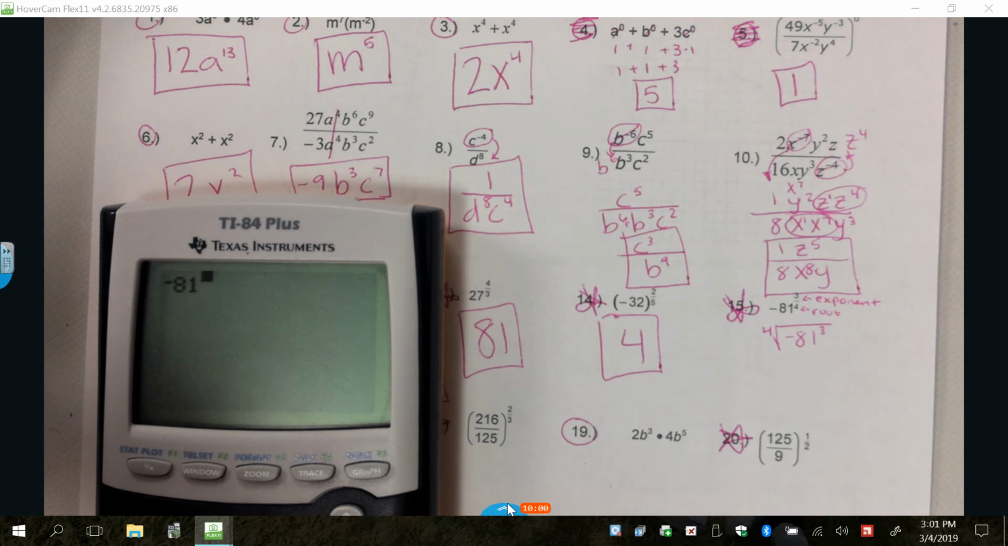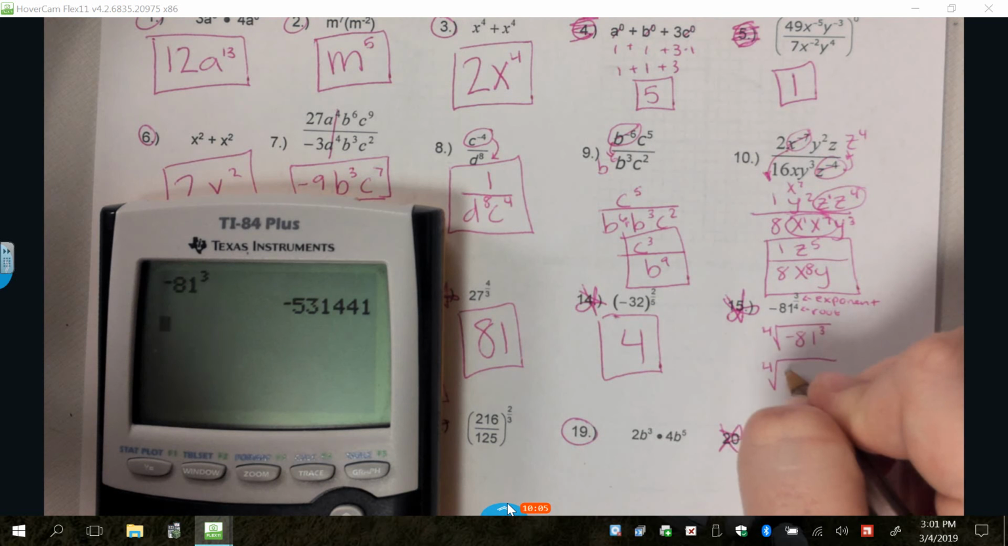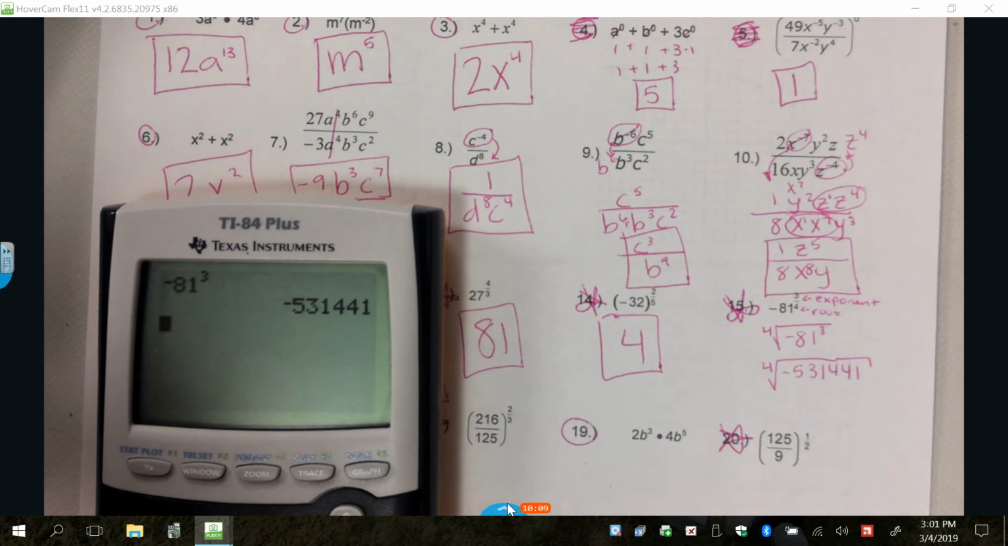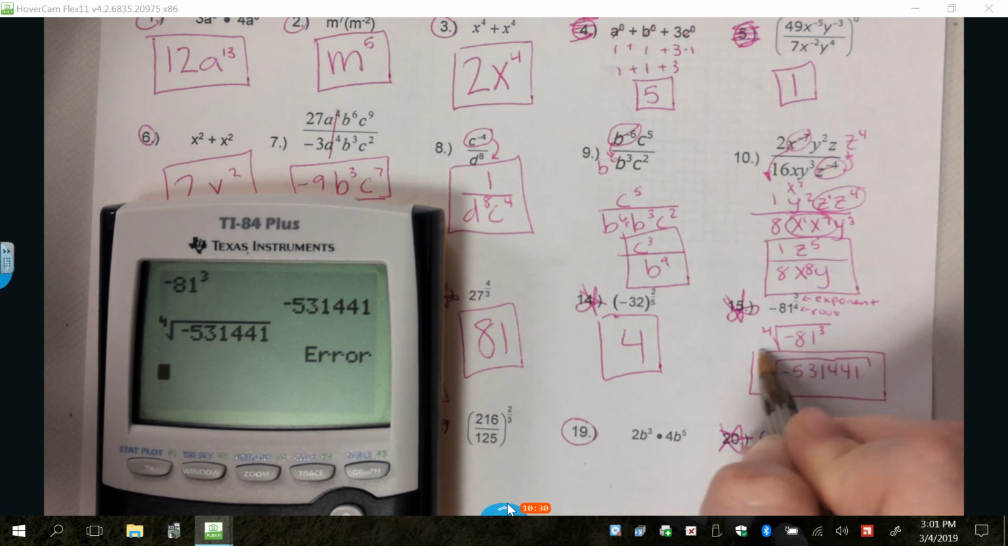So negative 81 to the third power. So we're doing a fourth root of negative 531441. If you do math, so clear, I'm going to do 4, math, 5, which takes a root, to the fourth power for fourth root, negative 531441. It doesn't work. It's a non-real answer. Okay, we're just going to go ahead and leave the answer like that.